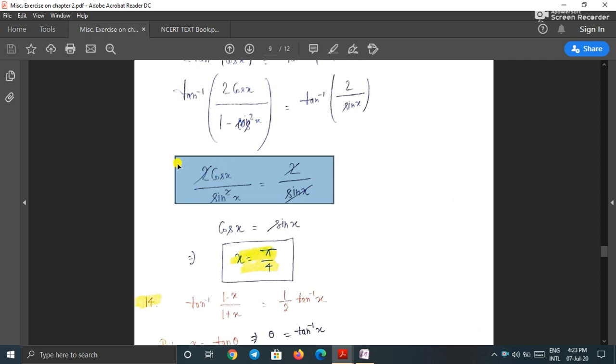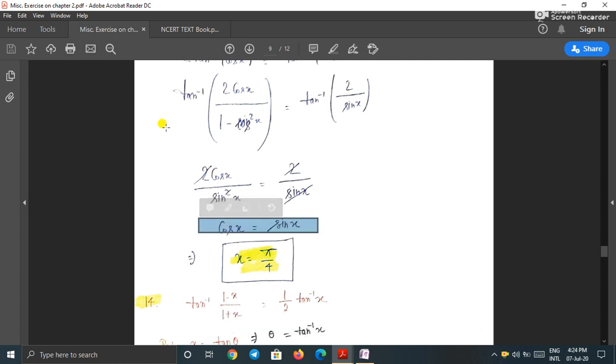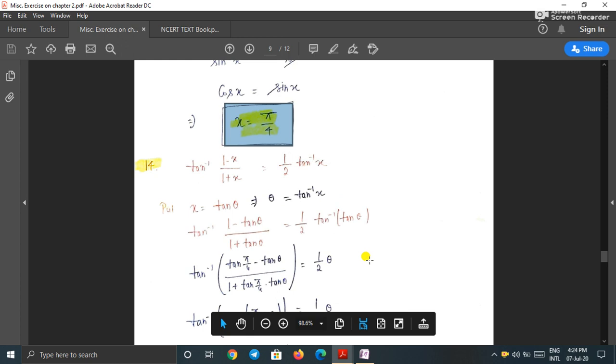So in the principal value branch you can use this: 2 cos x upon sin square x equals 2 upon sin x. Simply simplify it, you will get cos x is equal to sin x. The principal value branch for tan inverse is minus pi by 2 to pi by 2. Now between minus 90 and plus 90, for which value of x are cos and sin equal? For 45, means your answer is x is equal to pi upon 4. Now see the next problem.